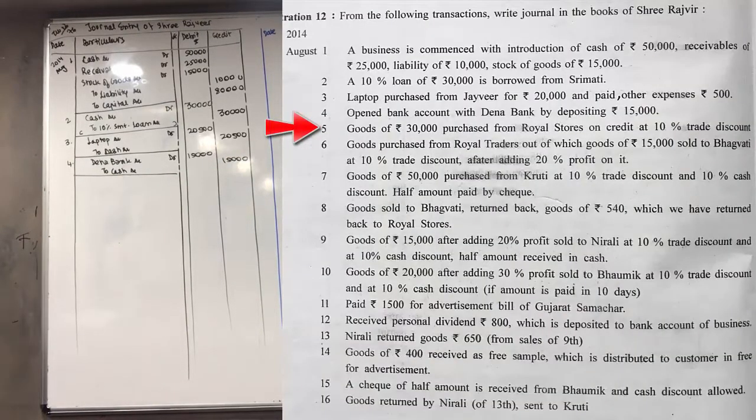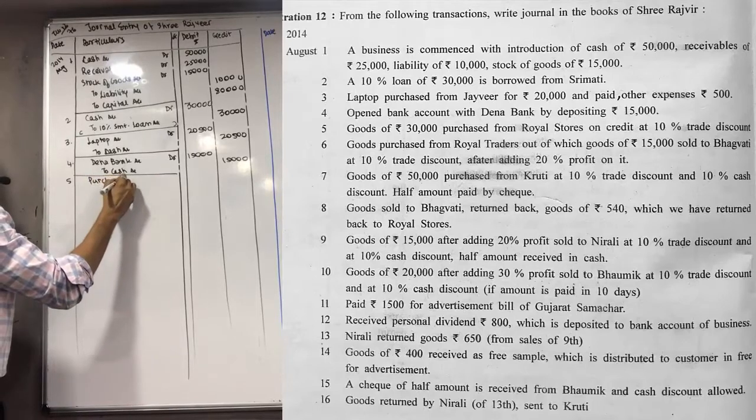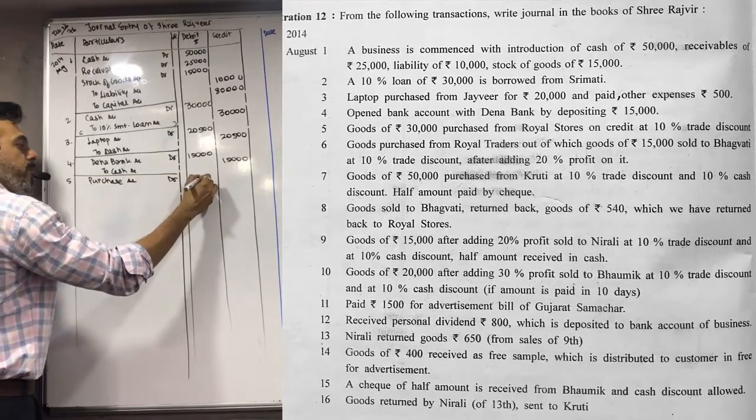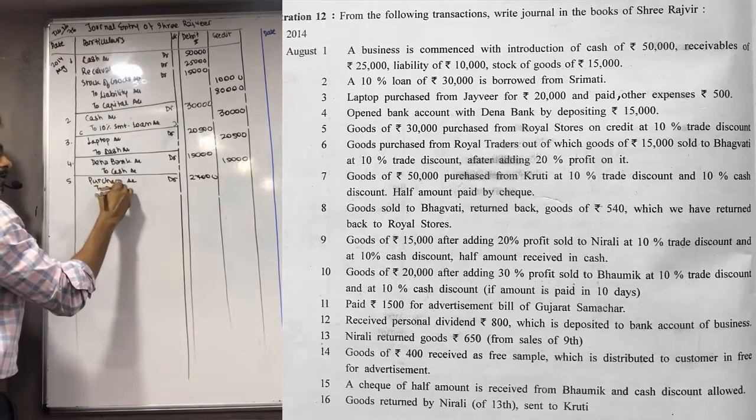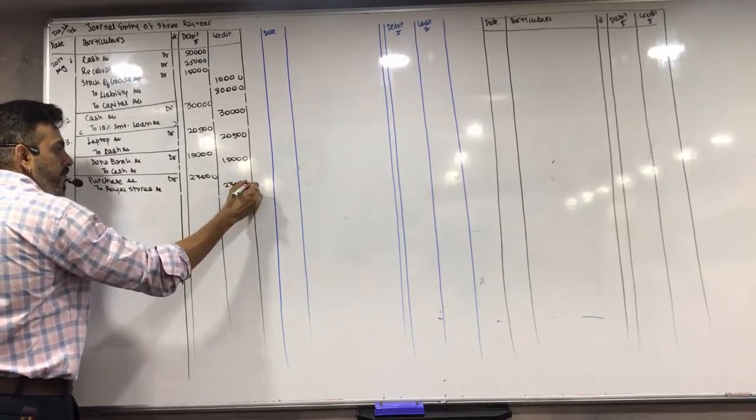Goods of 30,000 purchased from Royal Stores on credit at 10% trade discount. It's a credit transaction. So journal entry purchase account debit, 10% trade discount will be deducted from 30,000. Pata chala sabko? Okay. So purchase account debit 27,000 to Royal Stores account 27,000.